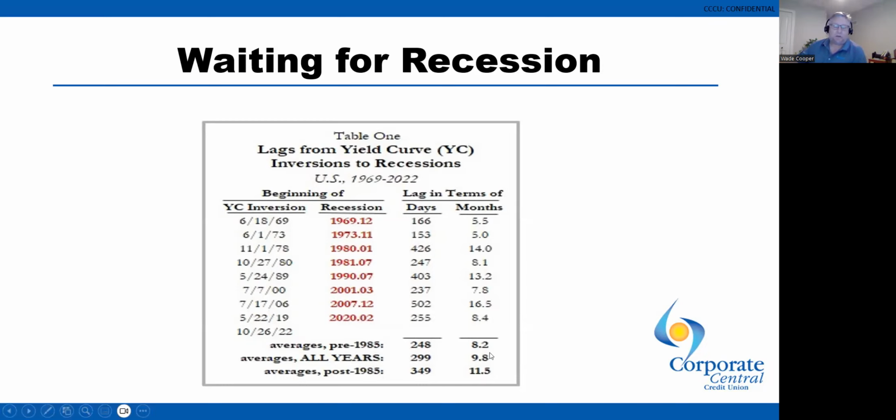The averages are getting longer. If you look at the average prior to 1985, it's 8.2 months, and then after 85, 11.5 months. So the average, again, is getting longer; all years is 9.8, almost 10 months. But who's to say we're not going to break the record? The longest is 16.5 months. Who's to say it's not going to go 2 years? We don't know.